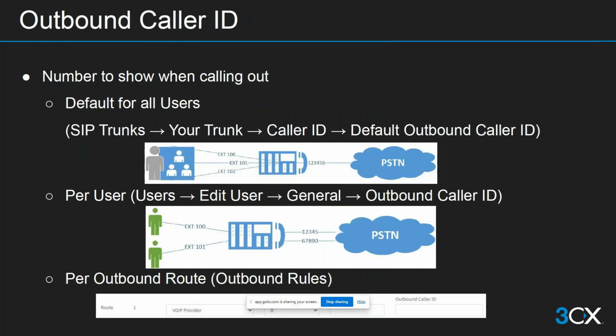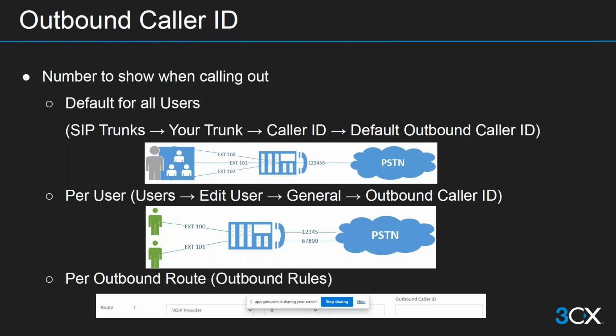Outbound caller ID, that's the number to show when you dial out. The default for all users is the main trunk number. So when you do not add an outbound caller ID on the trunk, it will use the main trunk number that you added when setting up the SIP trunk. Then you have the opportunity on the SIP trunks, your trunk caller ID. You can set the default outbound caller ID.